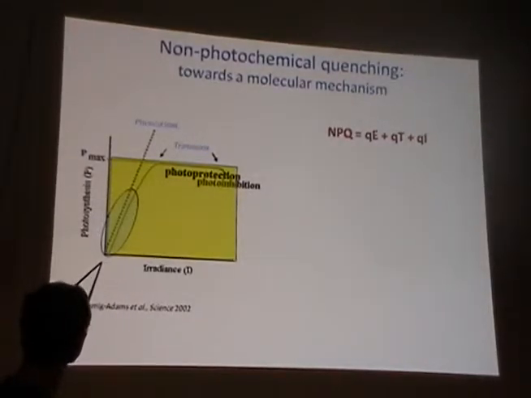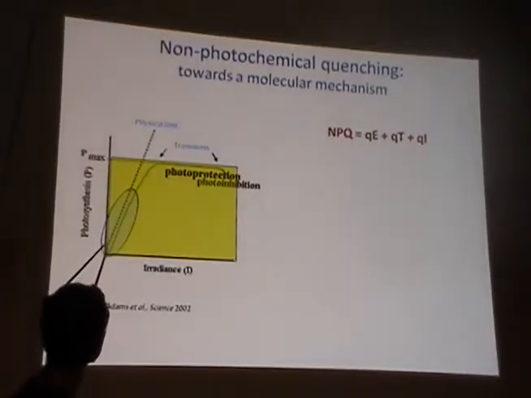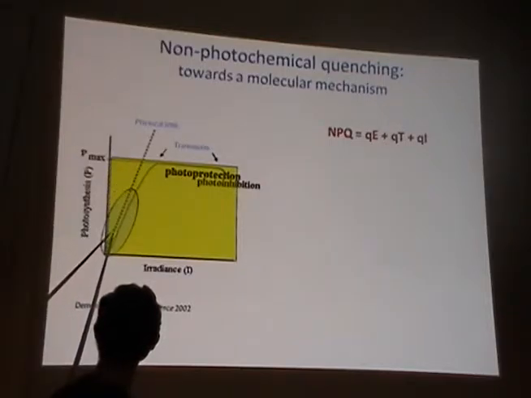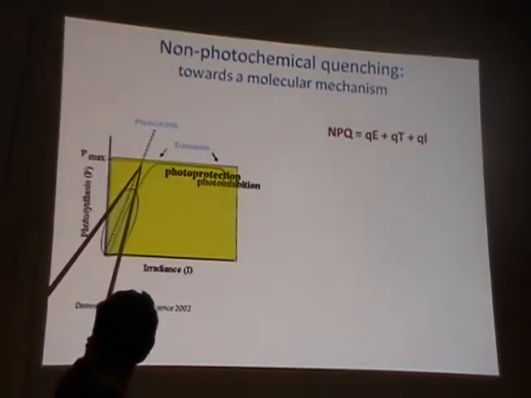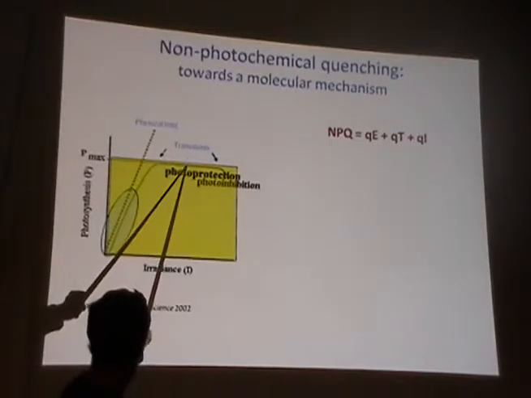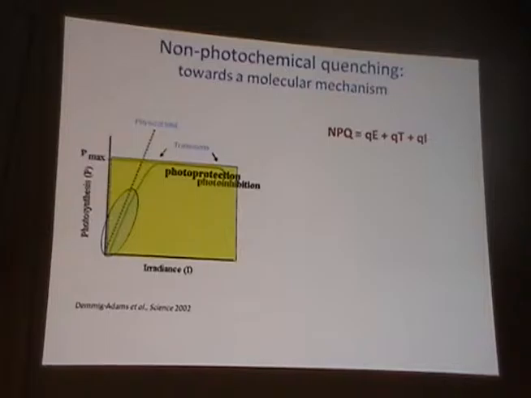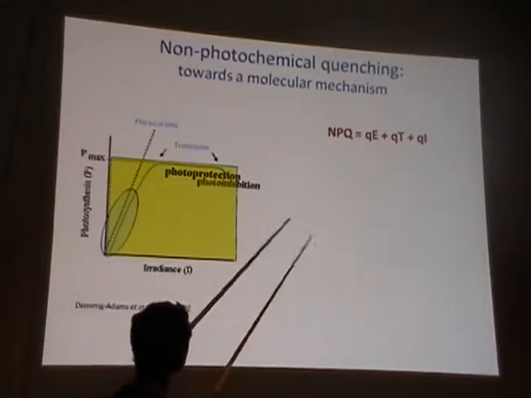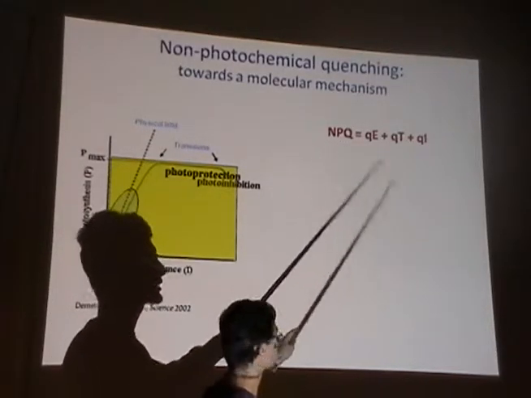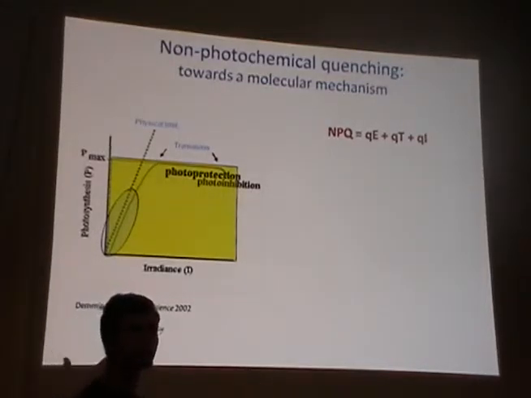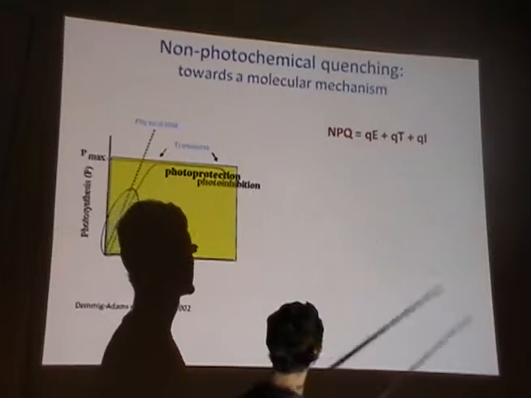Okay, the last few slides will deal with non-photochemical quenching, so photoprotection, which I introduced in the very first lecture. But as the solar irradiance increases, the photosynthetic light harvesting capability saturates. So it deviates from the physical limit. Eventually it saturates, and if the irradiance gets too large, it's photo emission.